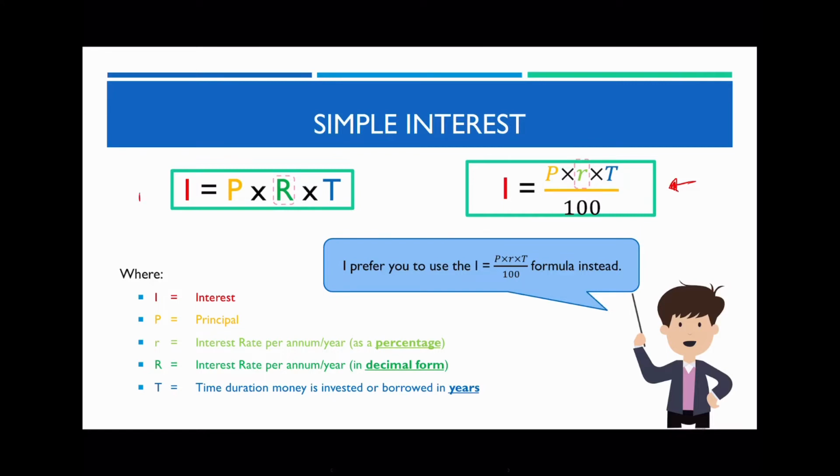However, if you're going to be using the formula on the left hand side over here, you need to first convert your interest rate into a decimal and then substitute into the formula before you can use it. So pretty much what I'm trying to say is just use the second formula over here. You're going to make fewer mistakes in the long run.